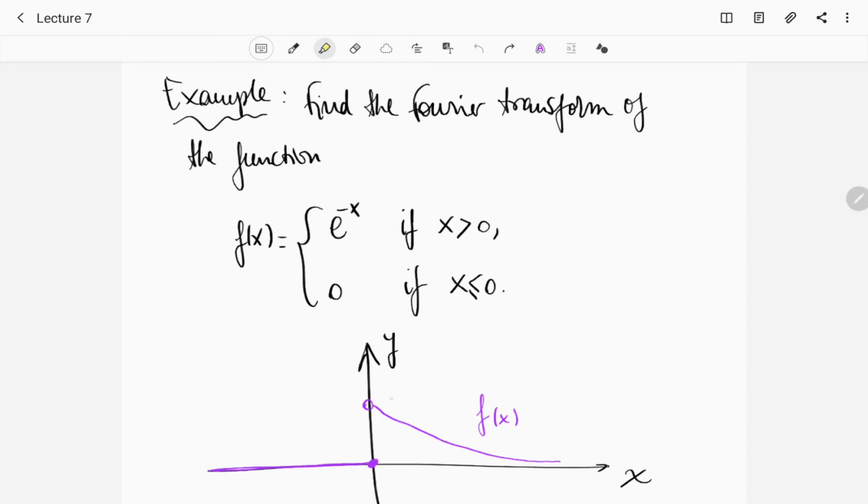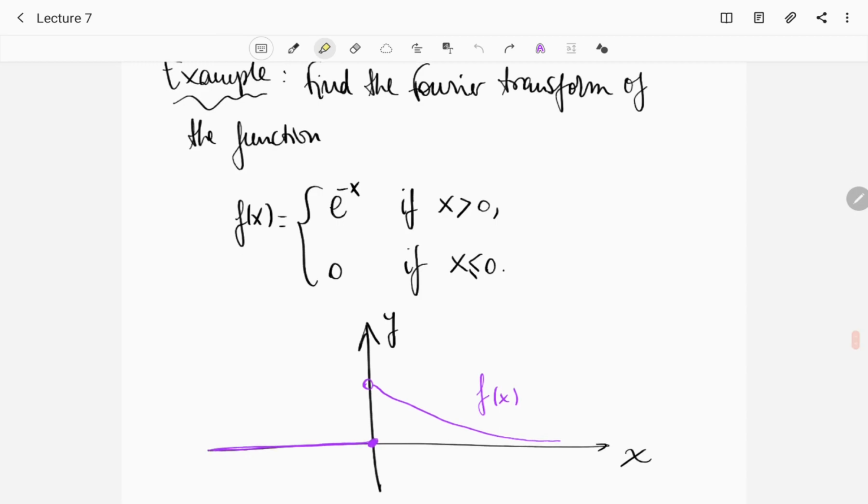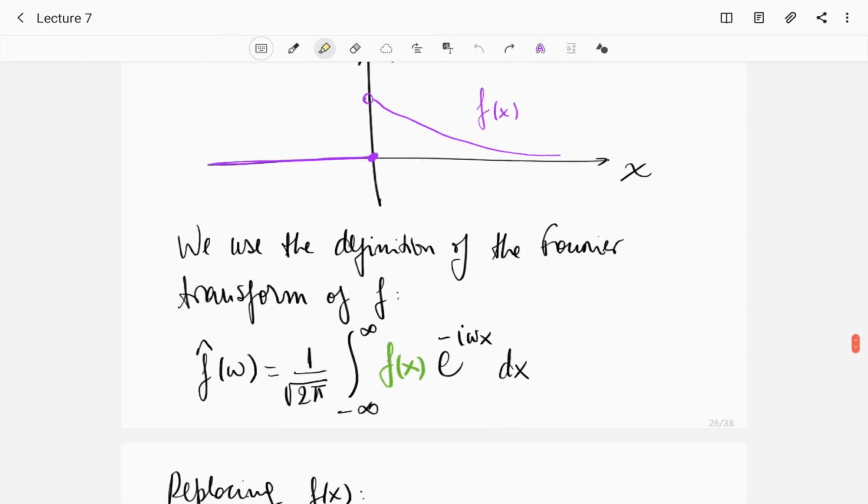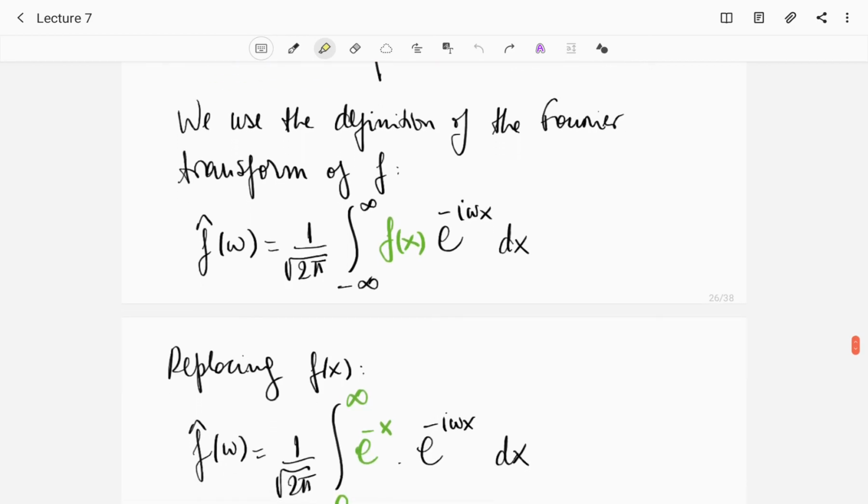This is our function, the exponential to the power minus x if x is positive and 0 if x is negative. And here we have the graph of f, just to have an idea. Remember, if someone asks us to compute the Fourier transform of certain function, we only have the definition, so that's what we do. We just copy the definition, and that's the first step. Then the second step is replacing the f that we have.